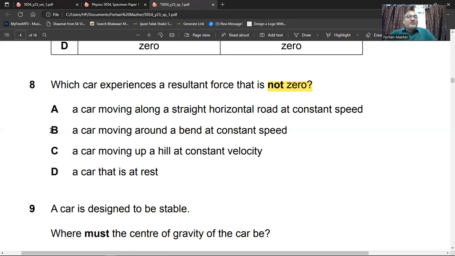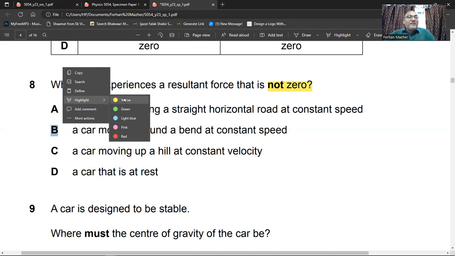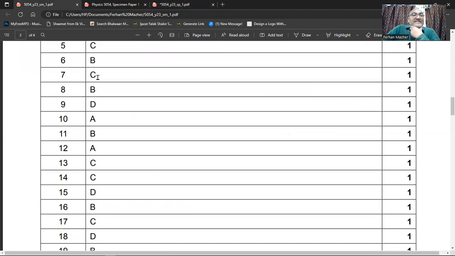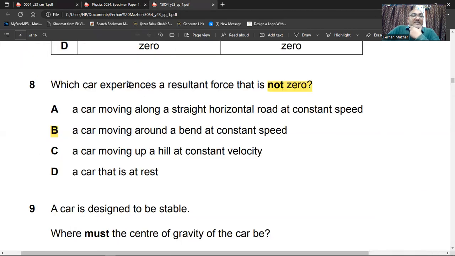So B is the best option because when you are moving around a bend, you are moving actually in a circle. Although your speed is constant, your direction is changing. So why is your direction changing? Because there will be some resultant force, and that resultant force is called the centripetal force, which acts towards the center of that circular track. And it is due to the friction between the tires and the road. So question eight, I think B seems to be the right answer, sir.